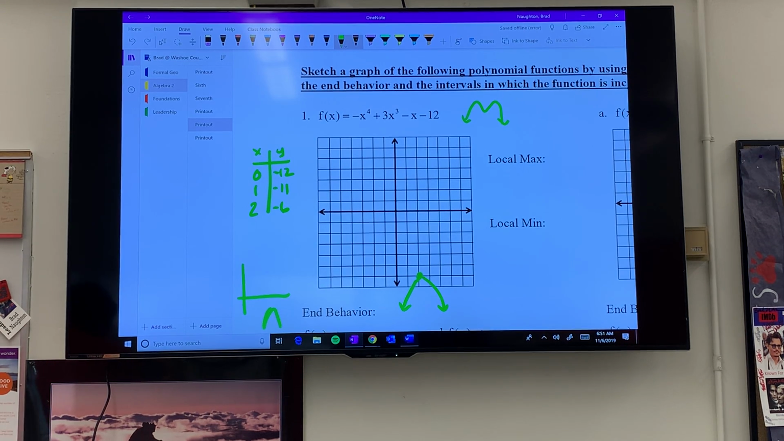So that means this right here is a max. So that max, and it says the local max, and so I'm going to go ahead and give the actual point because it doesn't say value. So that's 2, negative 6. Do I have any mins? None on my graph.